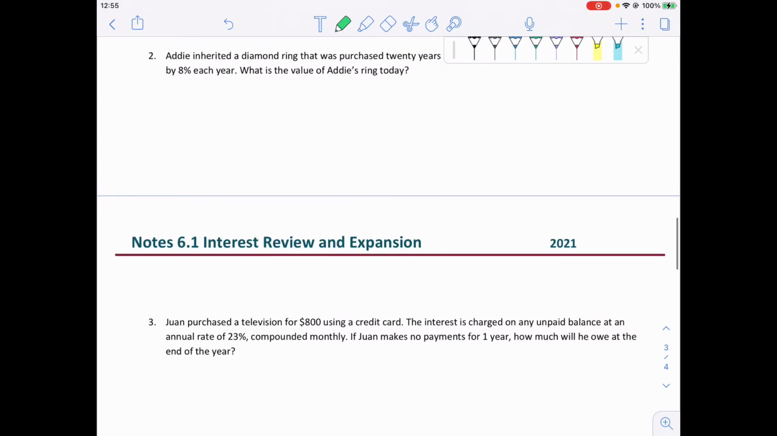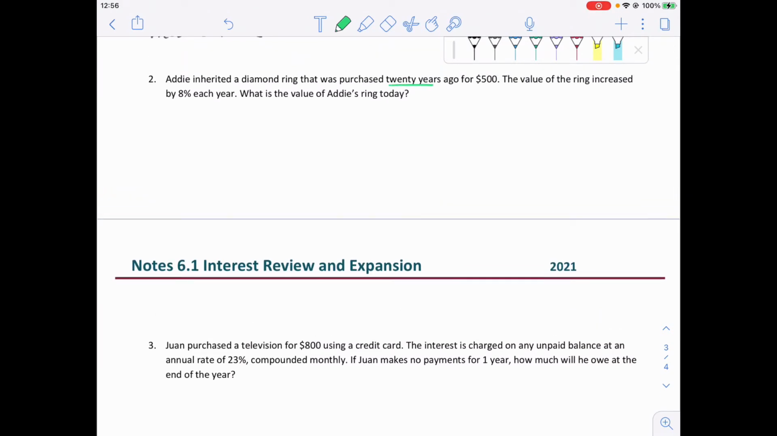Addie inherited a diamond ring that was purchased 20 years ago for $500. So $500 is our principal. The value of the ring increased, so that means the rate is positive, by 8% per year. What's the value of Addie's ring today? So we're looking for the value, so it's A of t that we want. We know that our r is going to be 0.08 because we've got to move our decimal place twice. That puts a 0 in front. Our principal is 500, and t, that's 20 years ago from today.